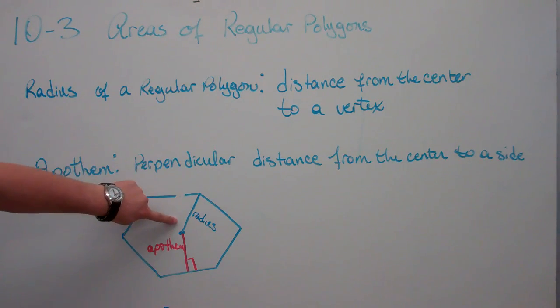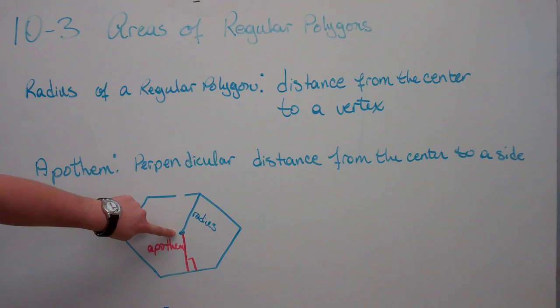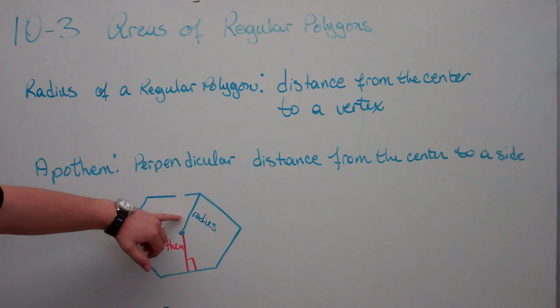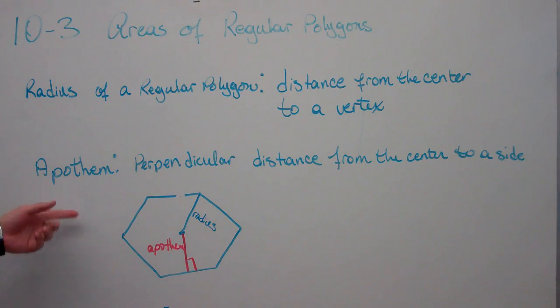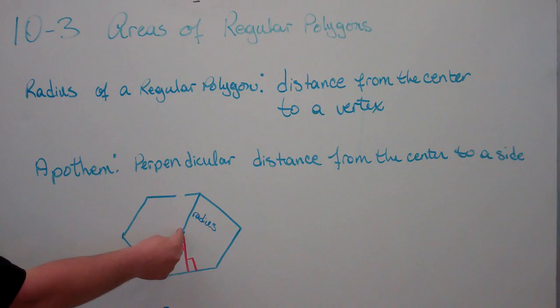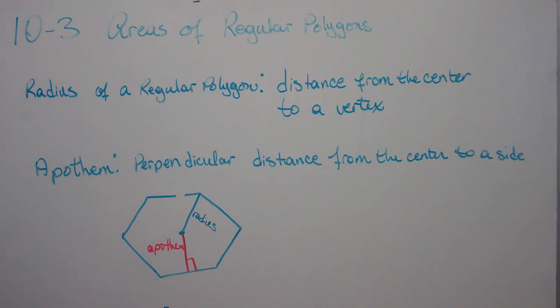So, this blue line here represents a radius. It goes from the center of the polygon, which, like the center of a circle, is in the middle. Okay? So, center of the polygon to a vertex. And then the apothem is the perpendicular distance from the center to a side. So this red line is an apothem because it is your perpendicular distance from that same center point down to a side. Alright, so make sure you write these down in your notes.